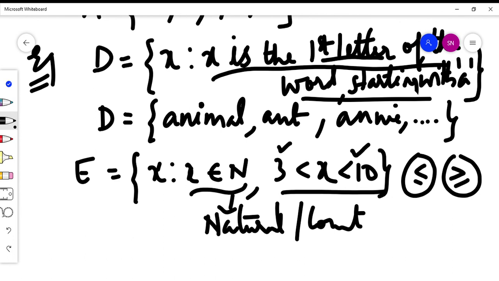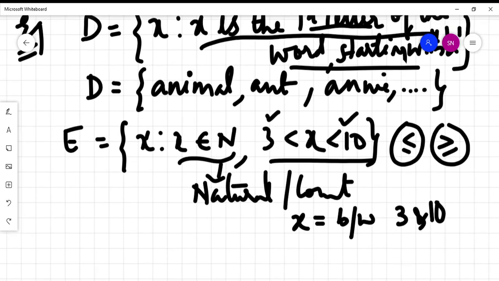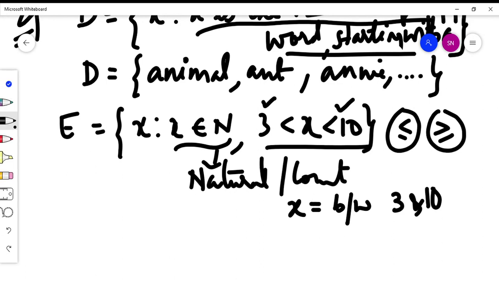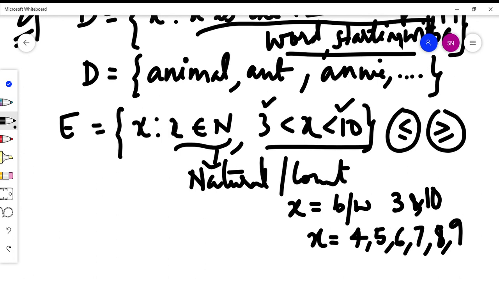Therefore, since I have only a less than symbol given here, the value of x will be between 3 and 10. So if it is between 3 and 10, the value of x would be equal to 4, 5, 6, 7, 8 and 9. Does it make sense? Please bear in mind, once again I am going to explain it to you all. Once you get a hang of it, it becomes easy.